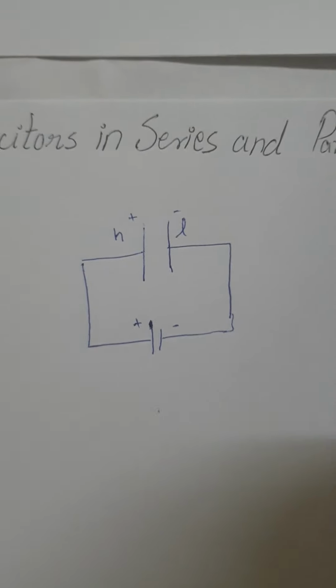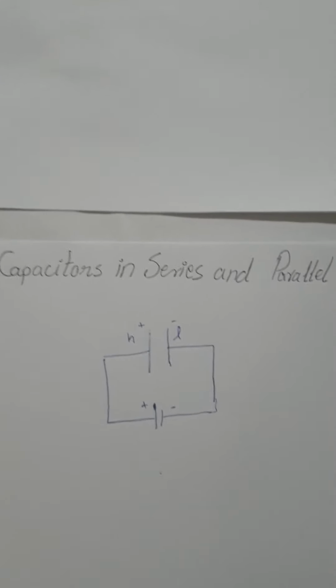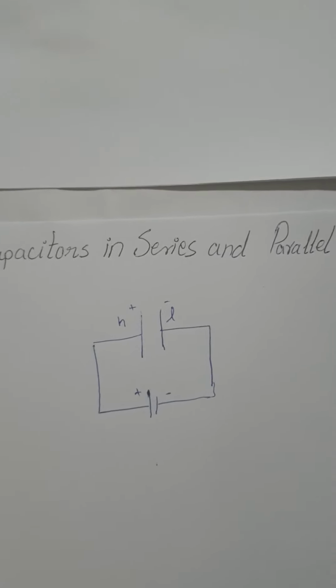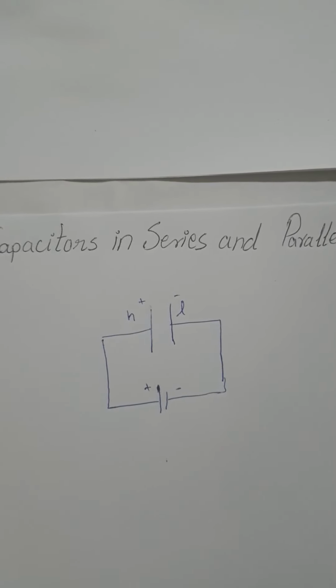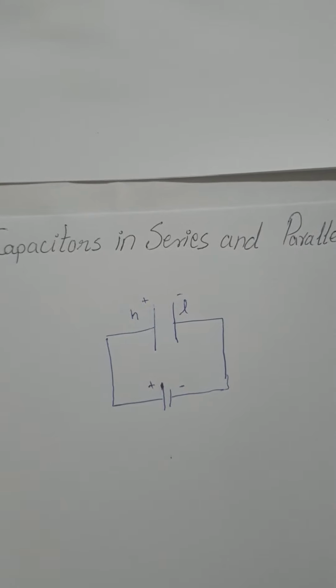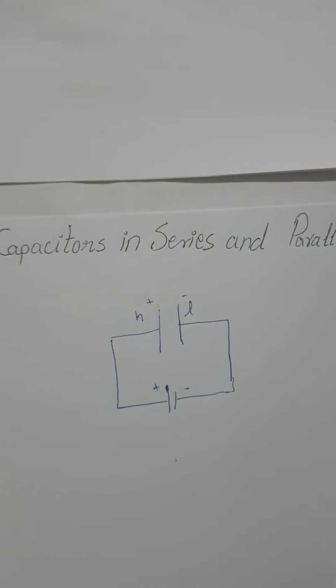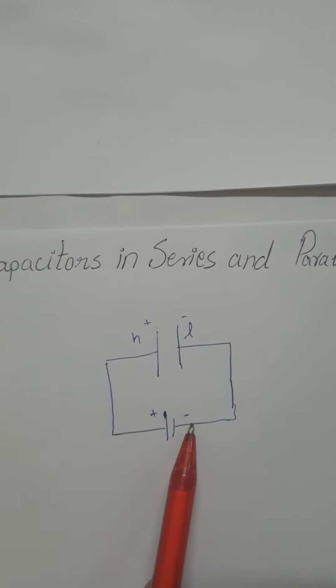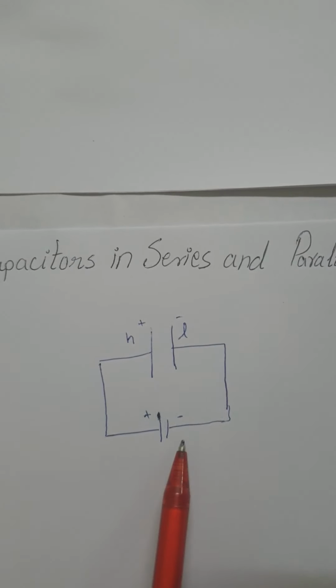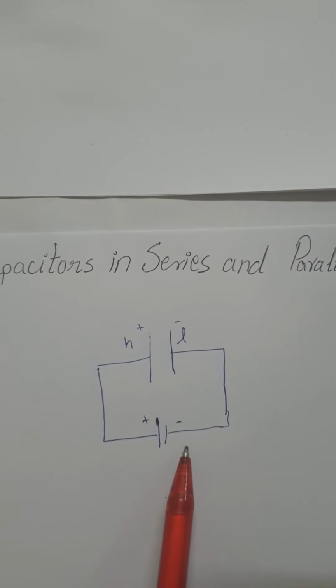As the plates get charged, the potential difference increases until it becomes equal to the potential difference between the terminals of the battery. Now, plate H and the positive terminal of the battery are at the same potential. Similarly, negative plate L and the negative terminal of the battery are at the same potential. The capacitor is said to be fully charged with a potential difference V and charge Q.